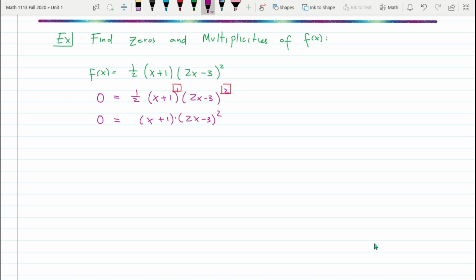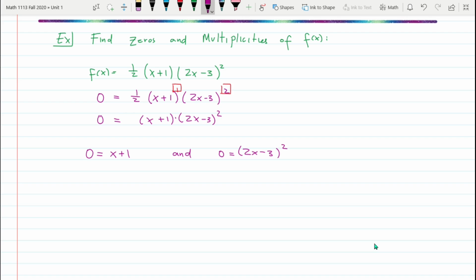So now we can make use of the zero product property. So 0 is equal to x plus 1, and 0 is equal to 2x minus 3 to the second power.